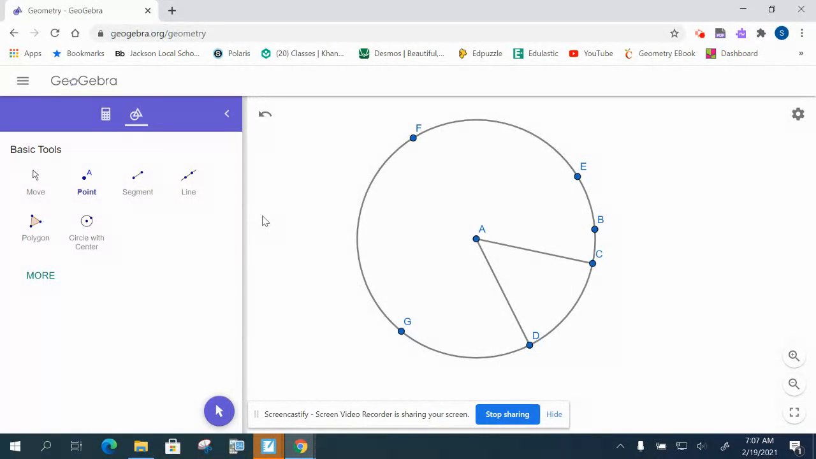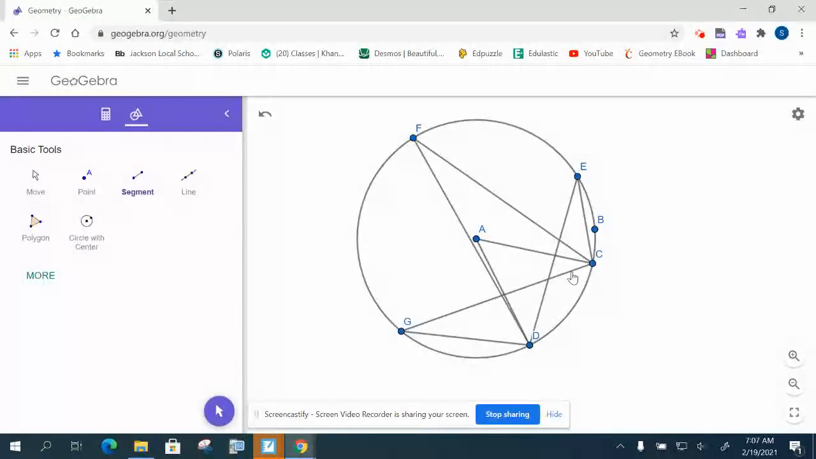and then use the segment tool to draw the chords EC, ED, and then FC and FD, and then guess what? GC and GD. So we've got angle CED, angle CFD, and angle CGD. Then we're going to right-click on the corresponding chords to change their color to be the same.